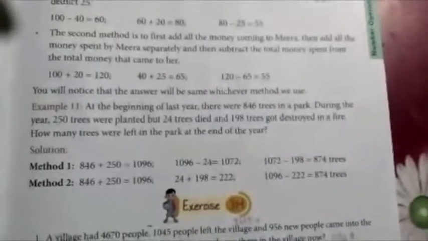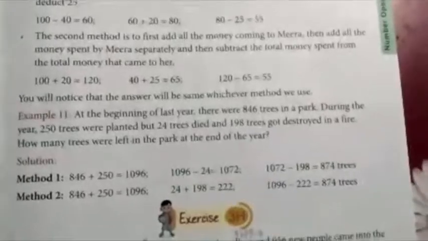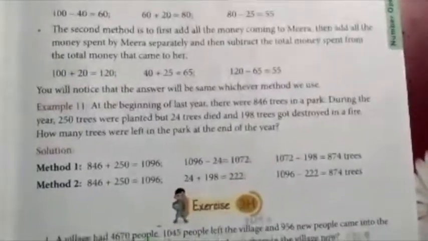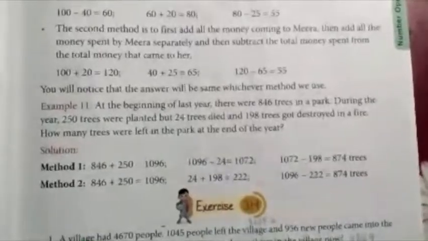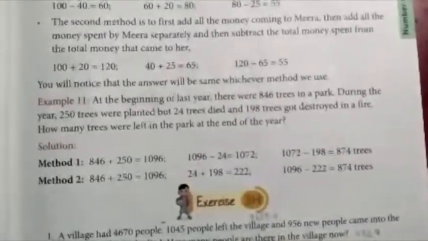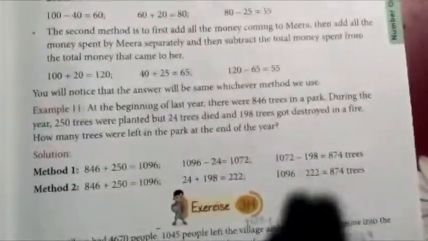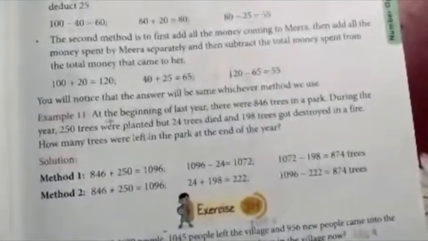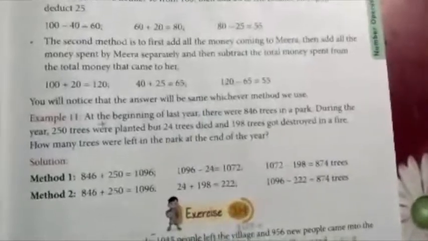So this question says, at the beginning of last year. So last year was 2019. At the beginning of 2019, there were 846 trees in a park. During the year, 250 trees were planted. Okay, so 250 trees were planted, so we will add. But 24 trees died and 198 trees got destroyed in a fire.